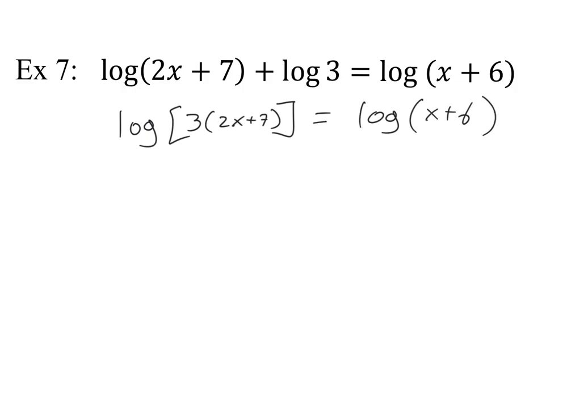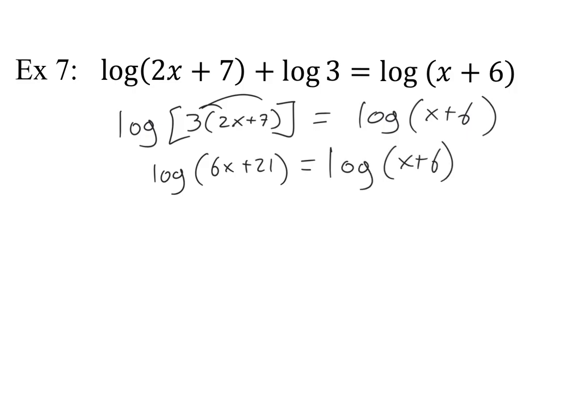All right, well, let's go ahead and distribute the 3 and rewrite it. So we would get 6x plus 21 equals common log of x plus 6. Well, that's pretty easy. They're both the exact same log. They're both common logs. So we could just say, therefore, the inside equals the inside. So let's just change it to a normal equation.